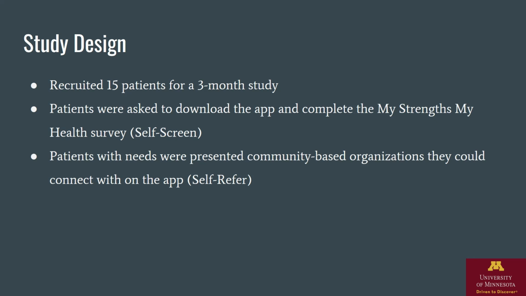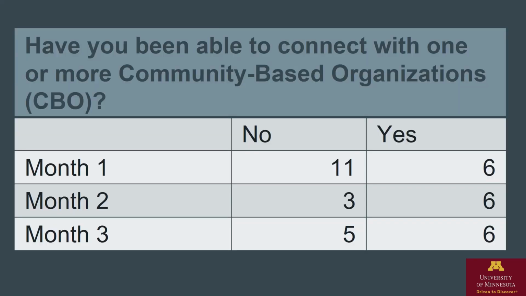The study that we did was we recruited 15 patients for a 3-month study. Each patient was asked to download the app and complete the My Strengths, My Health survey. Once they had completed the survey, or as they completed it, they could connect with organizations on the app. We didn't make them complete the entire survey before they did. They got presented with their particular organizations, and as they did this, they were able to see organizations they could connect with.